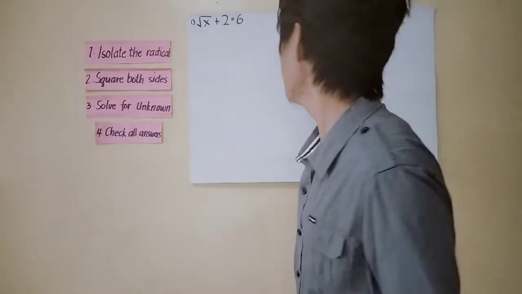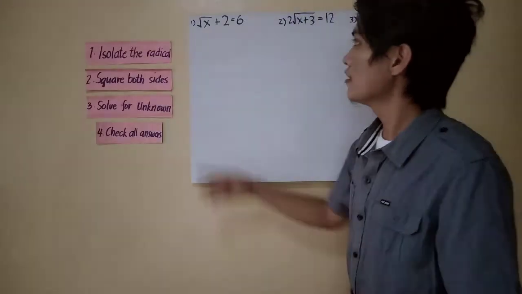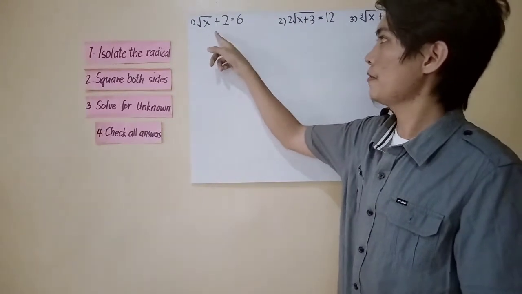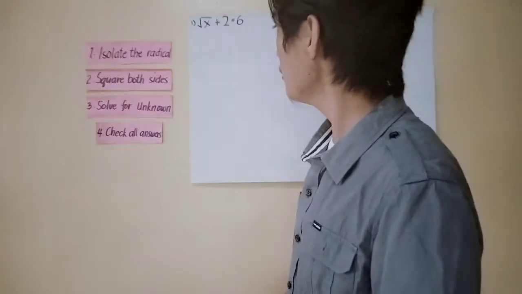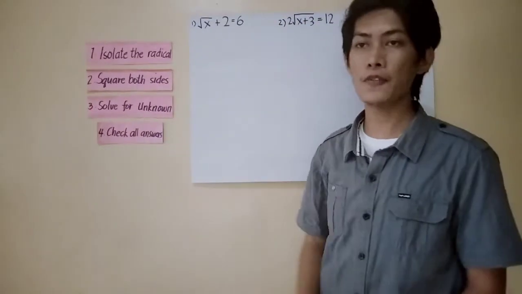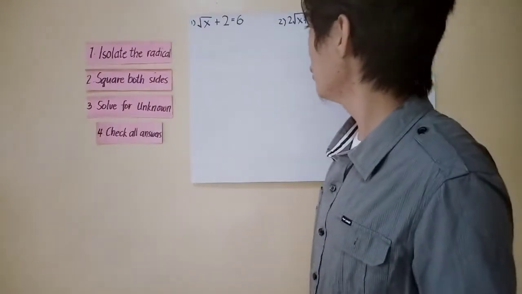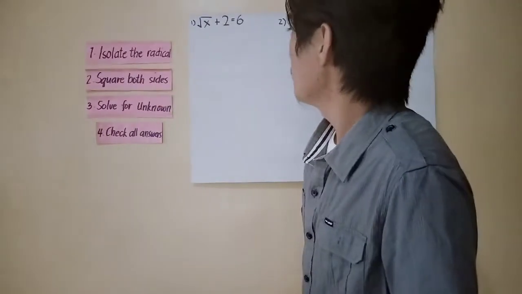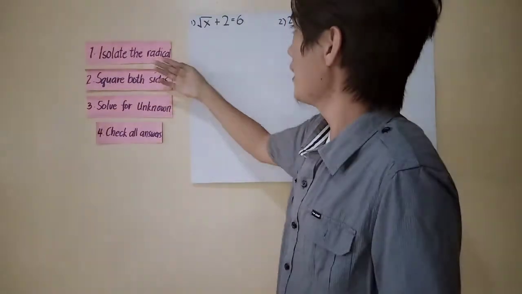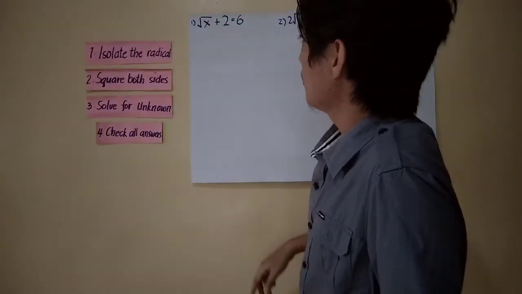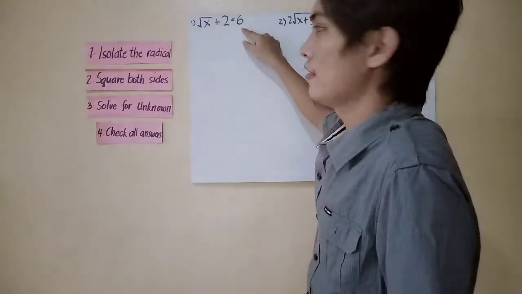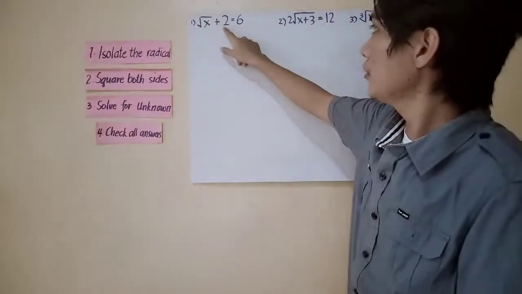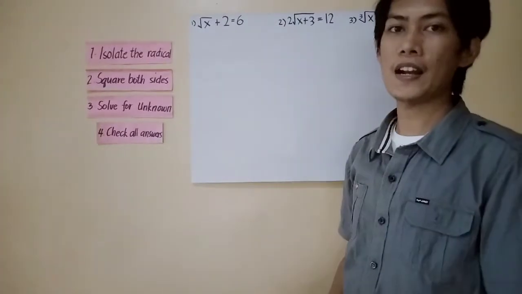So we have here our first example: square root of x plus 2 equals 6. Now we're going to follow the 4 steps in solving radical equations. For the first step, we isolate the radical. In order to do that, we must transfer the 2 to the other side, so we subtract both sides by 2.